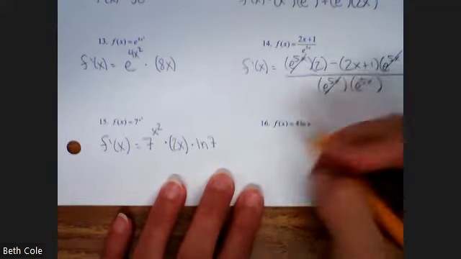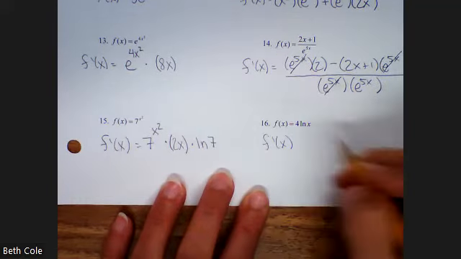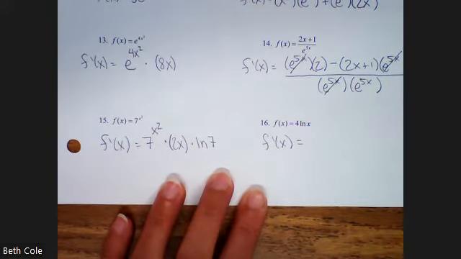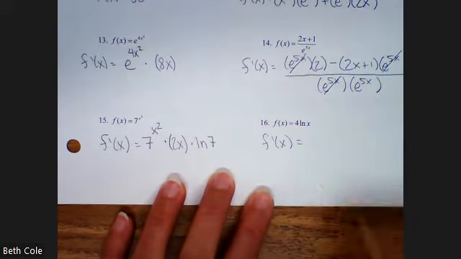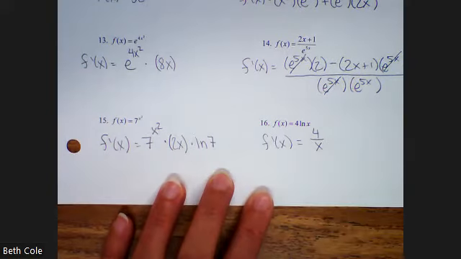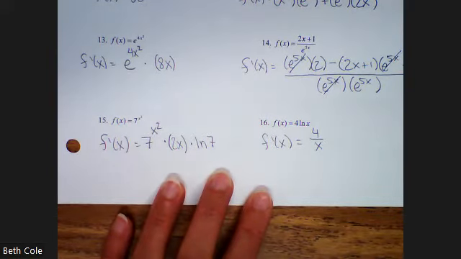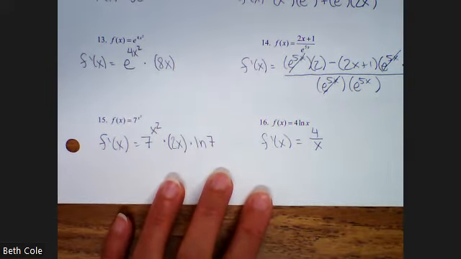All right, those are all the e ones. Now we'll do ln. Derivative of ln is rational. So it's 1 over x. This one's just going to be 4 over x because there's a 4 there. I literally just stuck a 4 in the problem. That's all that is.